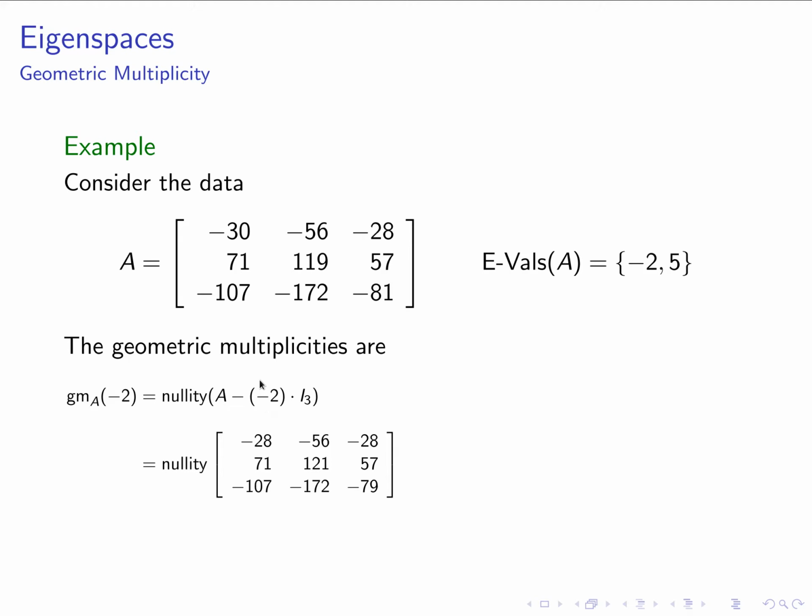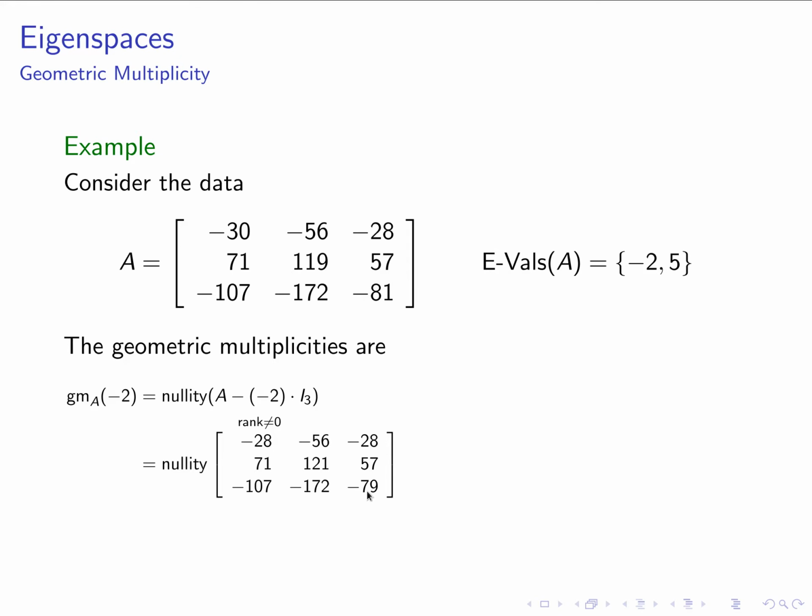Well, how do we figure this out? We need to go to this 3 by 3 matrix and subtract -2, which is the same thing as adding 2, to each diagonal entry of this matrix. So -30 becomes -28, 119 becomes 121, and -81 becomes -79. So we want to know the nullity of this matrix.